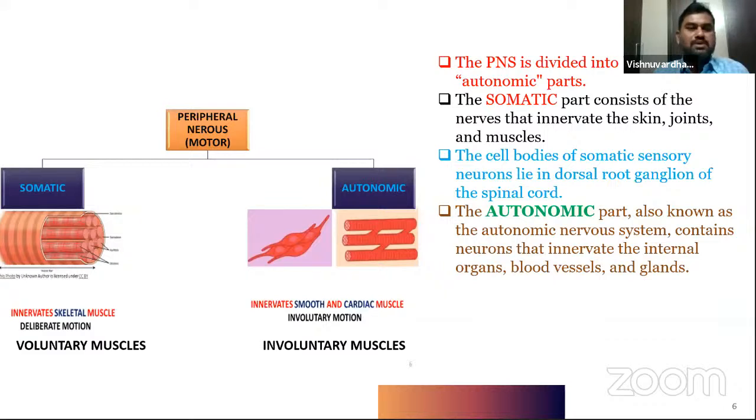Here you can see the differences between somatic peripheral nervous system and autonomic peripheral nervous system. You may observe these diagrams. You have already known about this. You have studied these in 9th class. This is striated muscle, this is smooth muscle, and this is cardiac muscle. In 9th class, you may have learned that these muscles are in our control. These muscles are not under our control. These are called voluntary muscles. These are called involuntary muscles.